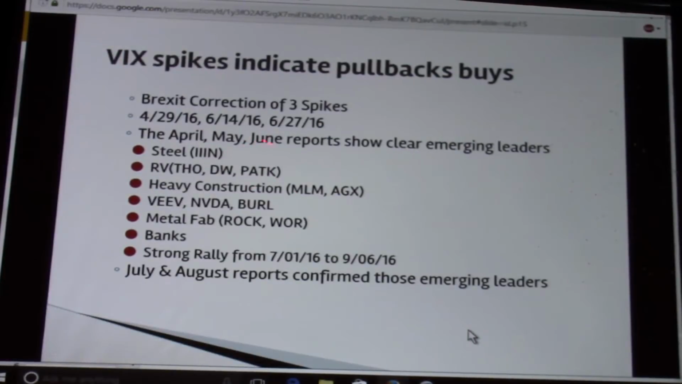So April and May and June were the reports you wanted. Well, guess what themes continue? Steel, and Steel Dynamics is probably the best company, but these 3 were featured all 3 times. Then heavy construction came, and then these 3 stars came, and metal fabrication. Rock has been in the stock spotlight all year.